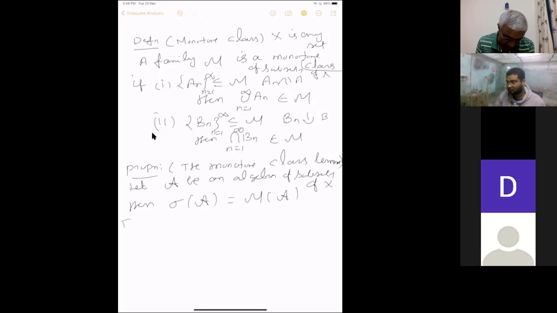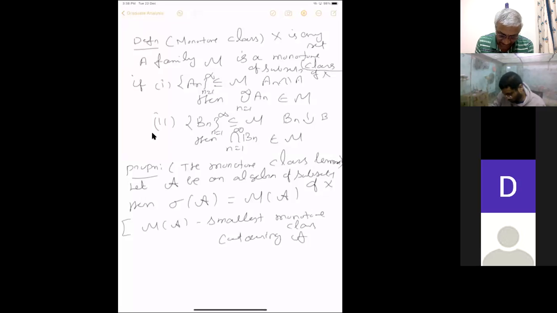Just a remark: M(A) is the smallest monotone class containing A. Similar to the sigma algebra, there is no need for it to be an algebra; for any class of subsets you can take the smallest monotone class containing A. This is actually equal to the intersection of all M such that A is contained in M. That is how it is defined. You take all monotone classes M.